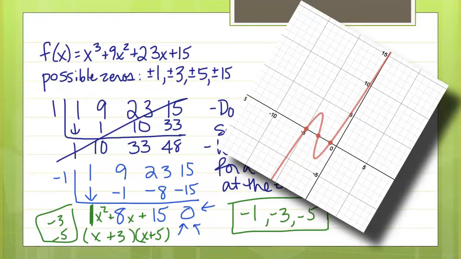So here is the graph. It's the shape we expected. We expected that snaky shape going up to the right, down to the left with a third degree. We have up to 3 zeros. In this case, we have 3 zeros, -5, -3, -1, just like we found. Y-intercept is +15. That's the constant. So this is exactly what we expected it to look like. We should be able to get that in our mind with all the information we have.